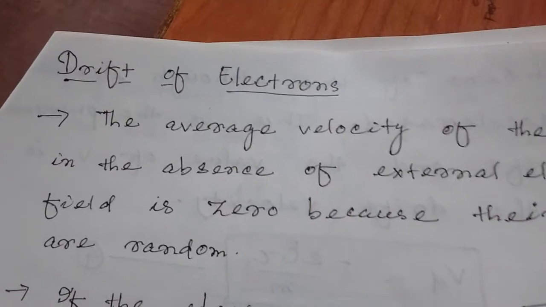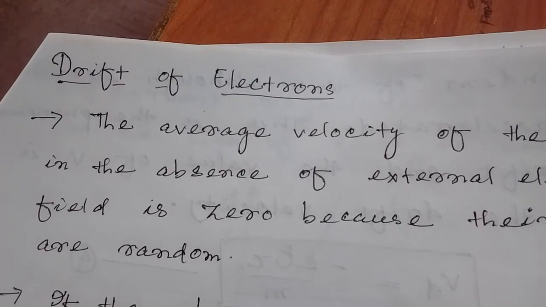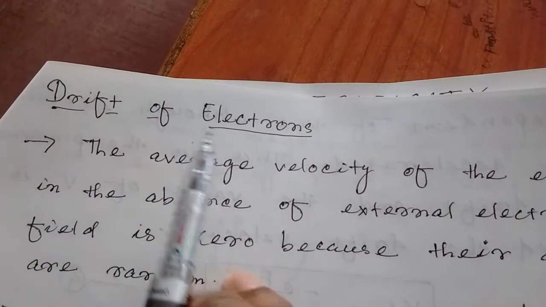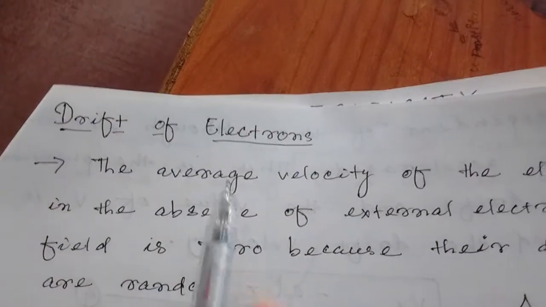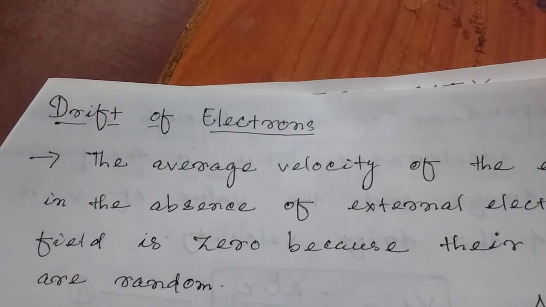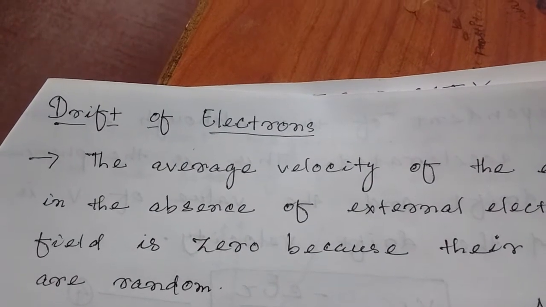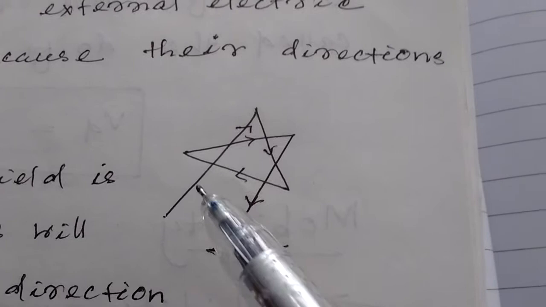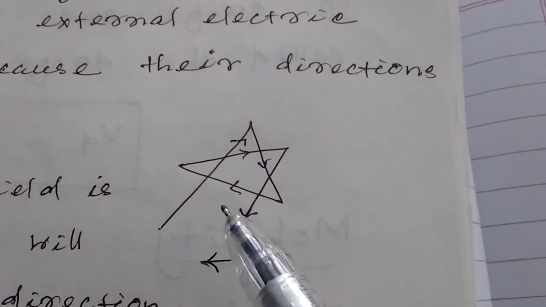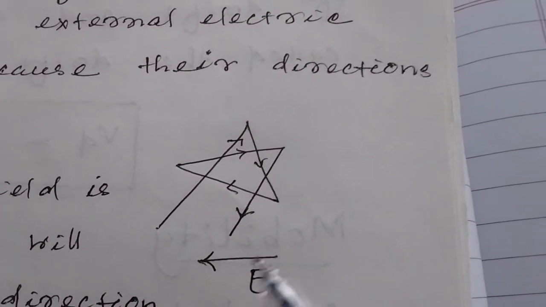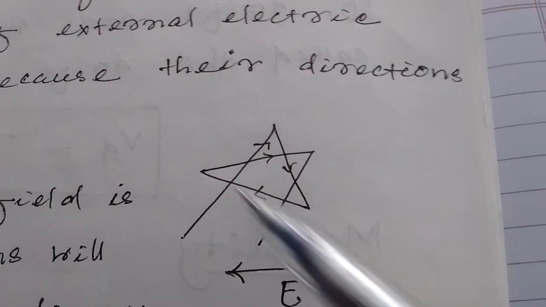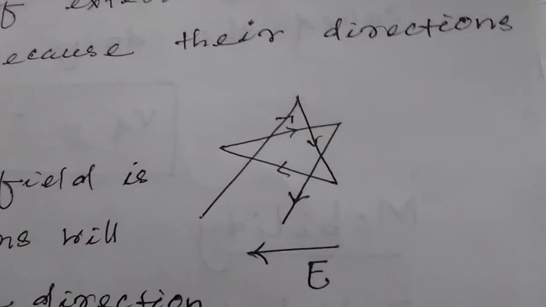This is the second class of our third chapter. Today we shall discuss drift of electrons. Before understanding what drift is, take a look at this figure. This figure shows how an electron randomly moves inside a material. This is a random fashion movement by an electron.